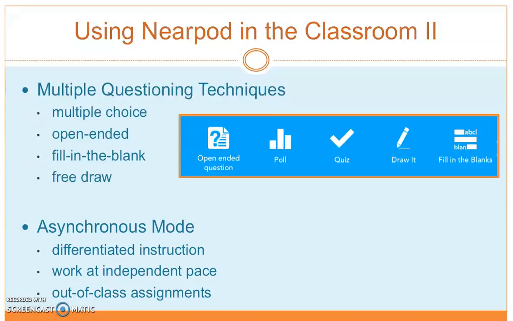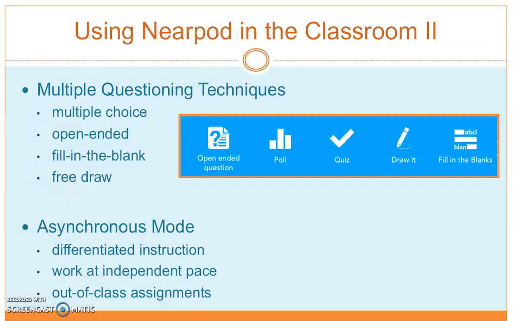Some more about using Nearpod in the classroom. One of my favorite aspects is the fact that it uses multiple questioning techniques. So this makes it possible to differentiate your instruction in the classroom. You can see there different options. You can use multiple choice questions, open-ended questions, fill in the blank, and even a free draw technique where you can provide a question or a prompt and students will be required to draw an image of whatever the question is.